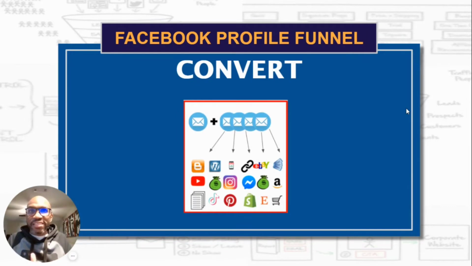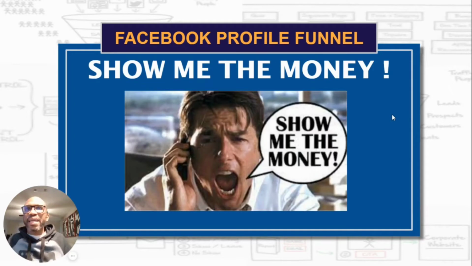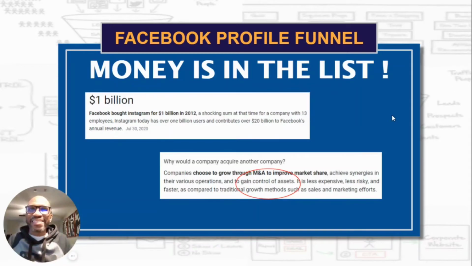Now, once they've accepted your ethical bribe and you have their contact information, you'll be able to continually communicate with them to establish a relationship. You might be saying, okay, Mark, where's the money? Where does that part come in? How can I earn money with this Facebook profile? That's a great question. The money is in the list.